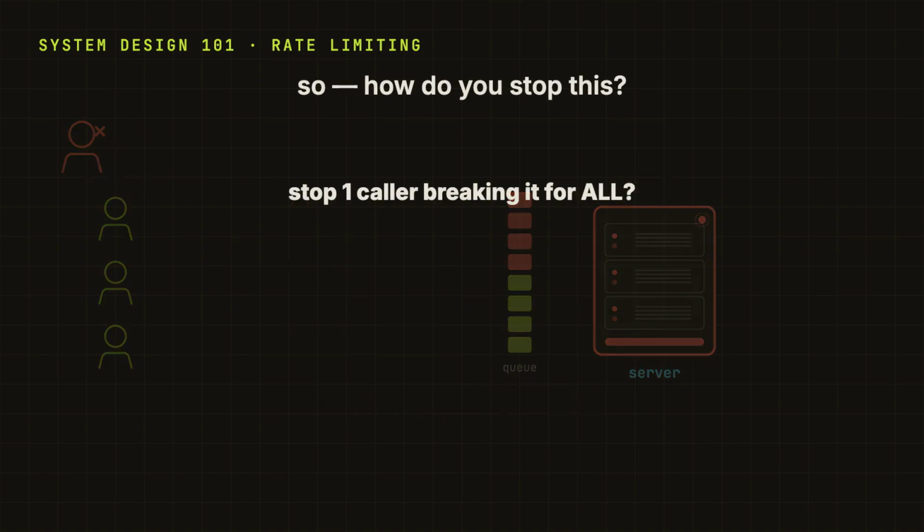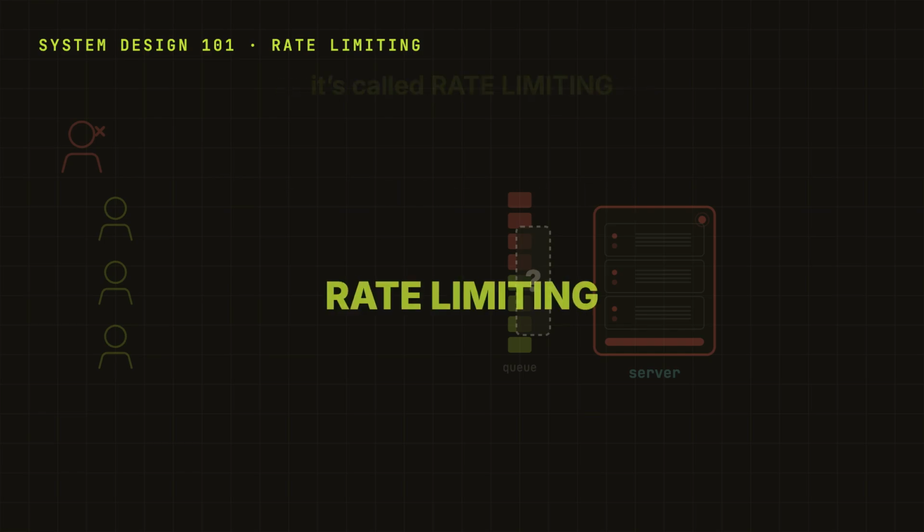So the question is simple. How do you stop one caller from breaking it for everyone? And the answer is a thing that almost every real service has, quietly sitting out front. It is called rate limiting. Let's build up what it actually is.